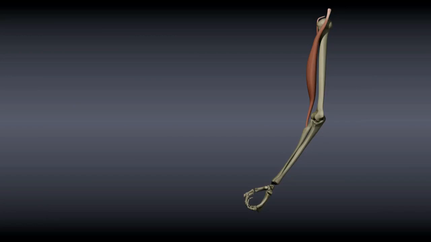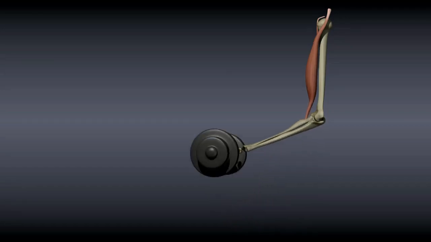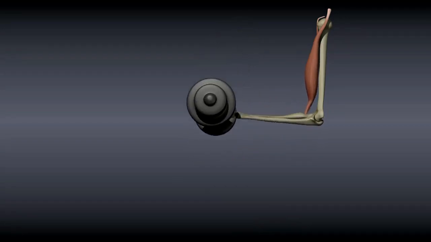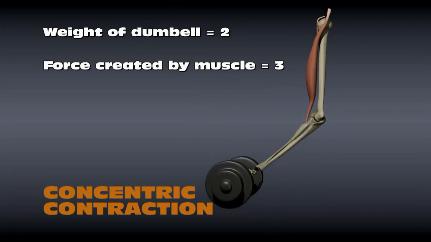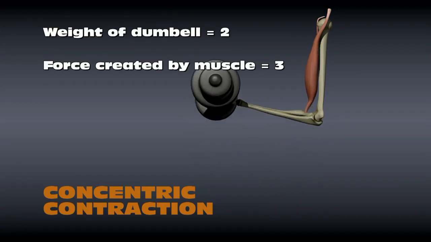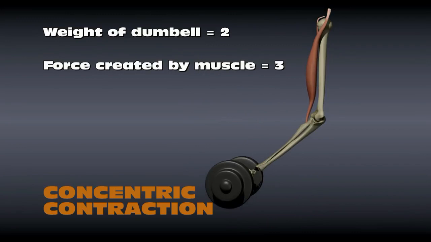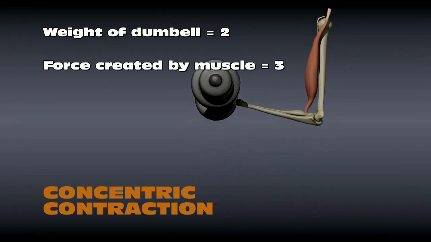So if this biceps muscle is being used to do curls, energy goes into the muscle to cause it to contract and pull on the tendon, which pulls on the bone. On the way up, the muscle force overcomes the weight of the dumbbell. This is a concentric contraction.